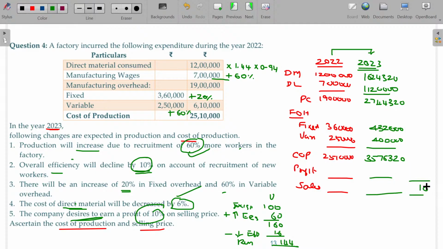The company decides to earn a profit of 10% on the selling price. If selling price being 100, profit being 10, and cost should be 90. Do the cross multiplication to get the rest. So this value being 3,97,369, and this will be 3,39,73,689. Hope you are now able to understand this. Clear?